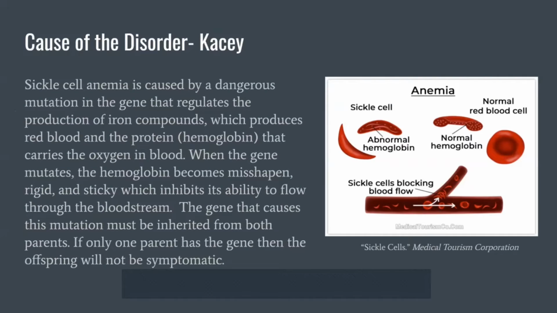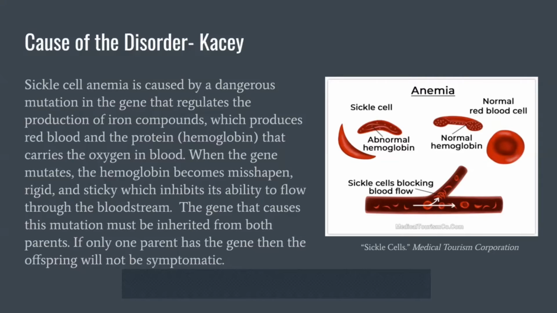Sickle cell anemia is caused by a dangerous mutation in the gene that regulates the production of iron compounds, which produces a red blood cell protein, hemoglobin, that carries the oxygen in the blood. When the gene mutates, the hemoglobin becomes misshapen, rigid, and sticky, which inhibits its ability to flow through the bloodstream. The gene that causes this mutation must be inherited from both parents. If only one parent has the gene, then the offspring will not be symptomatic. Though they may have a few abnormal sickle cells flowing around in their bloodstream, it will not be enough to cause a problem.